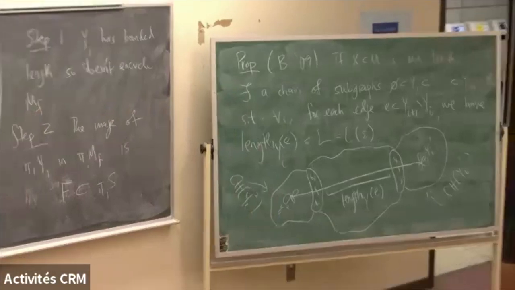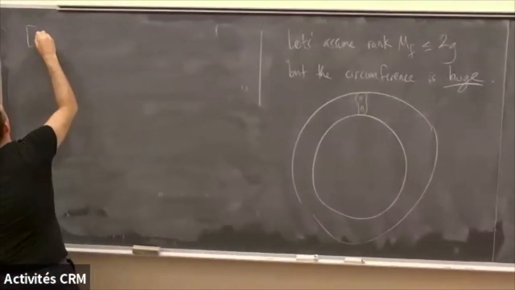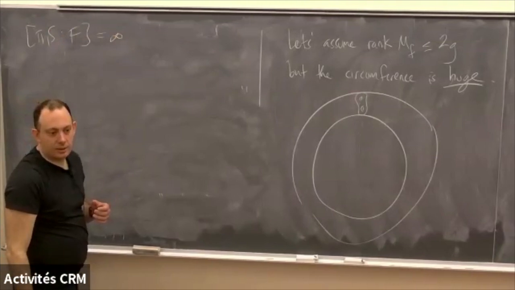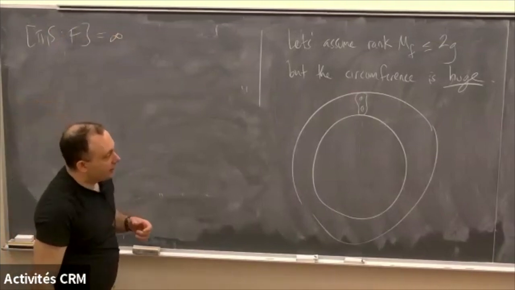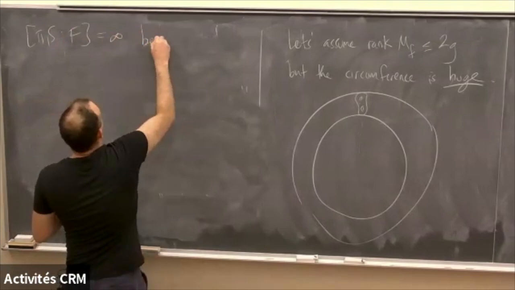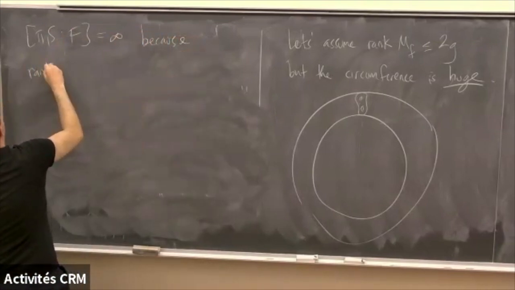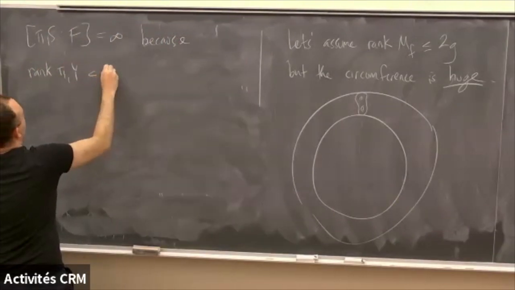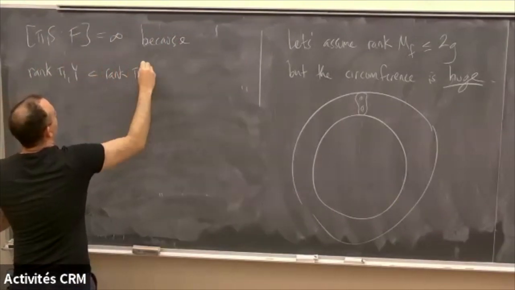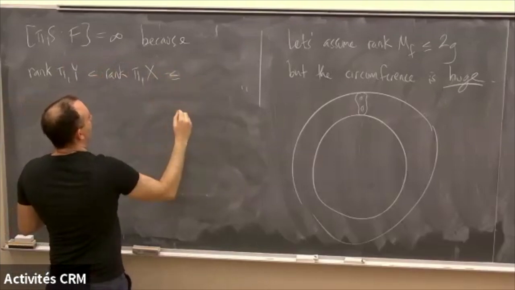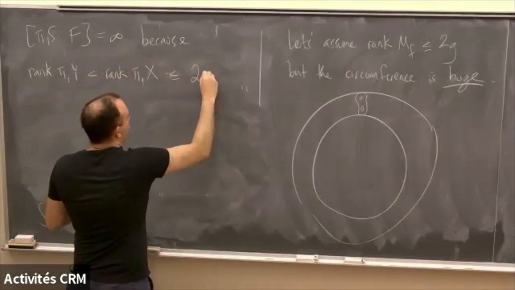All right, and then what can we say about this F? Well, I claim that the index of F is infinite. Why is the index infinite? It's because the rank of pi_1 of Y_1 is less than the rank of pi_1 of X, which is at most 2g.